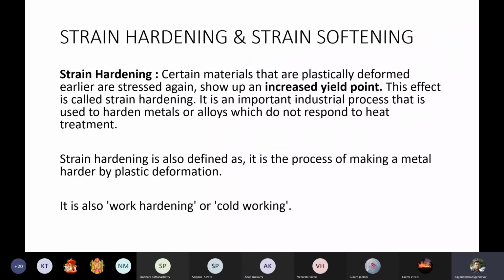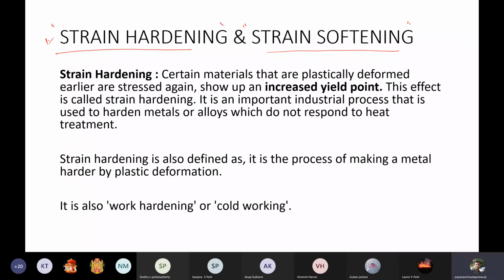Okay. Now these two terms, strain hardening and strain softening, are very important for you. Okay, ಇದನ್ನ ಮೇಲೆ ಕ್ವಶನ್ ಕೇಳ್ತಾರೆ, strain hardening ಮತ್ತು strain softening. ಏನಿದು strain hardening ಮತ್ತು strain softening? What is the strain hardening and strain softening?